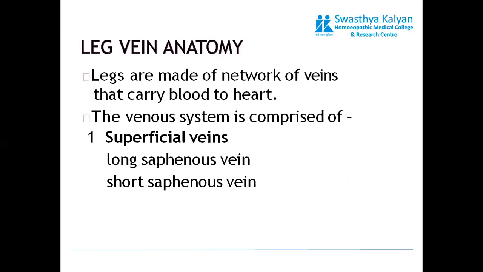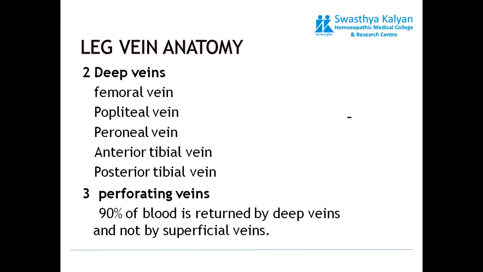So the venous system of the legs is comprised of superficial veins, which are the long saphenous vein and short saphenous vein. Also we have deep veins like femoral vein, popliteal, peroneal, anterior tibial vein, and posterior tibial. Connecting the superficial and the deep veins, we have perforating veins, whereas 90% of the blood is returned by the deep veins and not by the superficial veins. So it is the transportation between the superficial and the deep veins by these perforating veins.